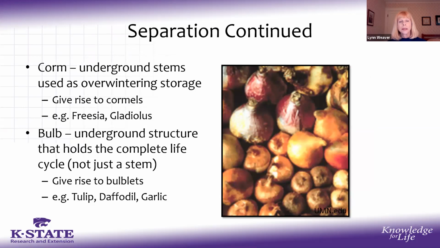A corm is an underground stem used for overwintering storage. It gives rise to cormels or secondary corms, and we see this in freesia and gladiolus. A bulb is an underground structure that holds the complete life cycle, not just the stem. Bulbs give rise to bulblets, and we see this in tulips, daffodil, garlic, and lilies.